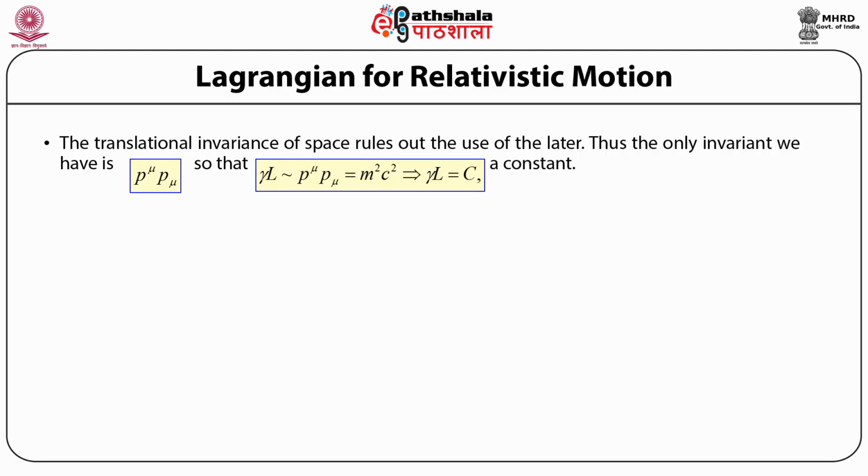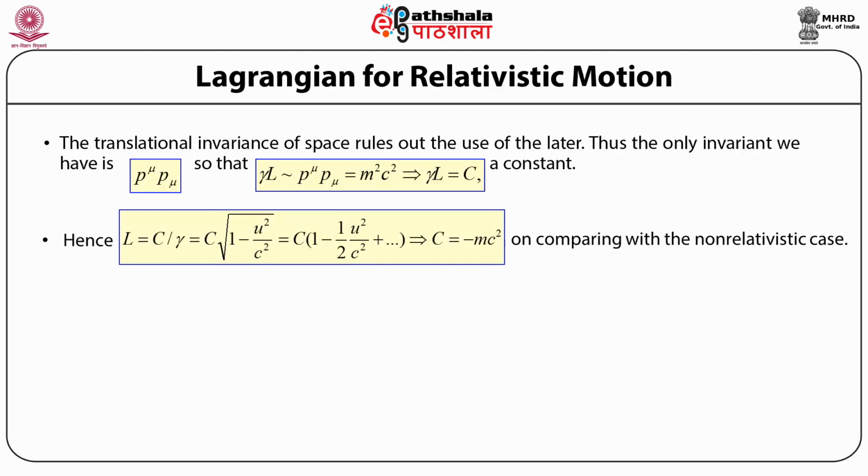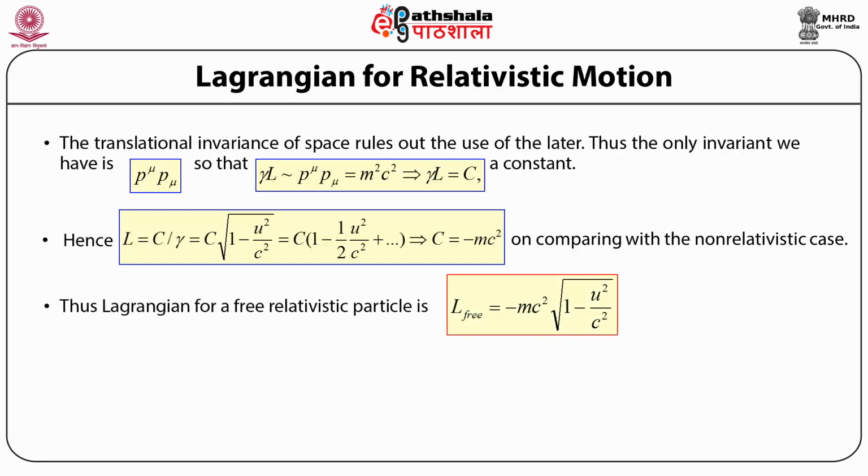To find the constant C, we appeal to the non-relativistic limit and expand in powers of u by c. Hence, L equals C by gamma, which equals C times the square root of 1 minus u squared by c squared, which equals C times 1 minus half u squared by c squared, and so on. On comparing with the Lagrangian, half m u squared, for the non-relativistic case, we have C equals minus m c squared. The first term of the series is constant. An arbitrary constant can always be added to the Lagrangian without changing anything. And therefore, L free equals minus m c squared times the square root of 1 minus u squared by c squared.